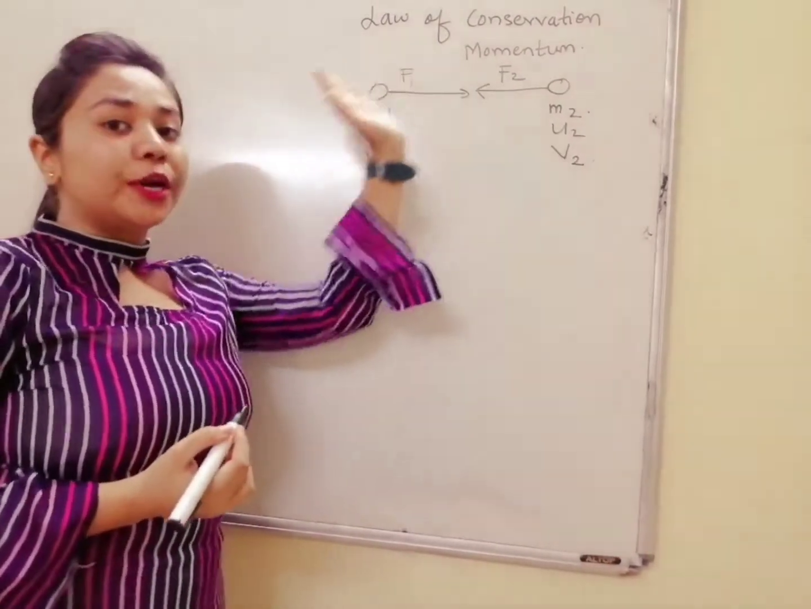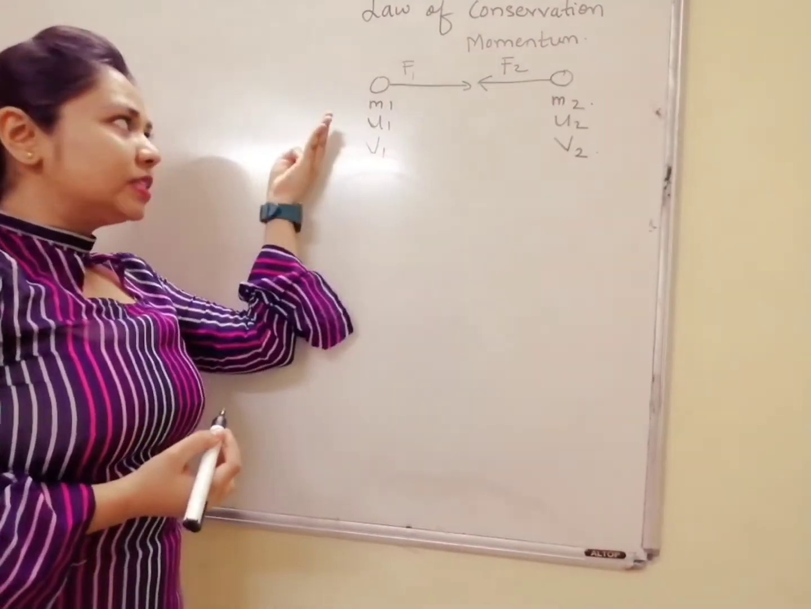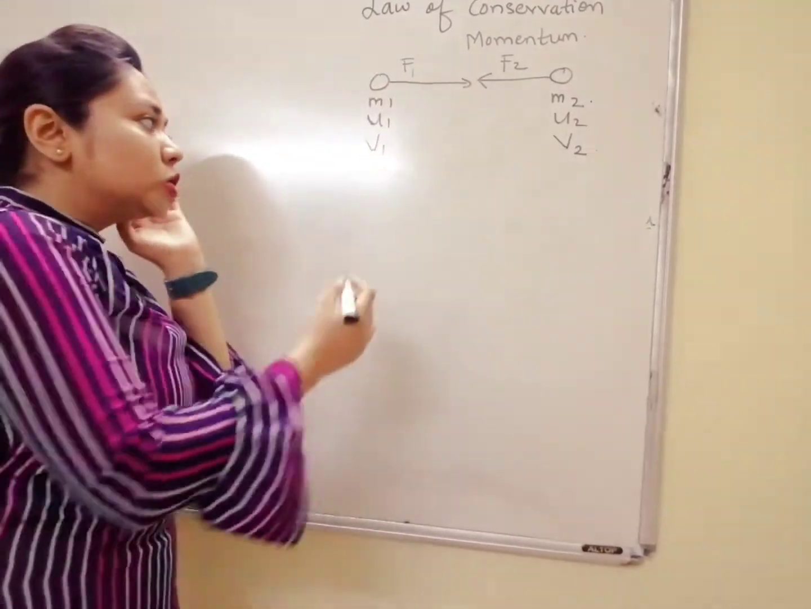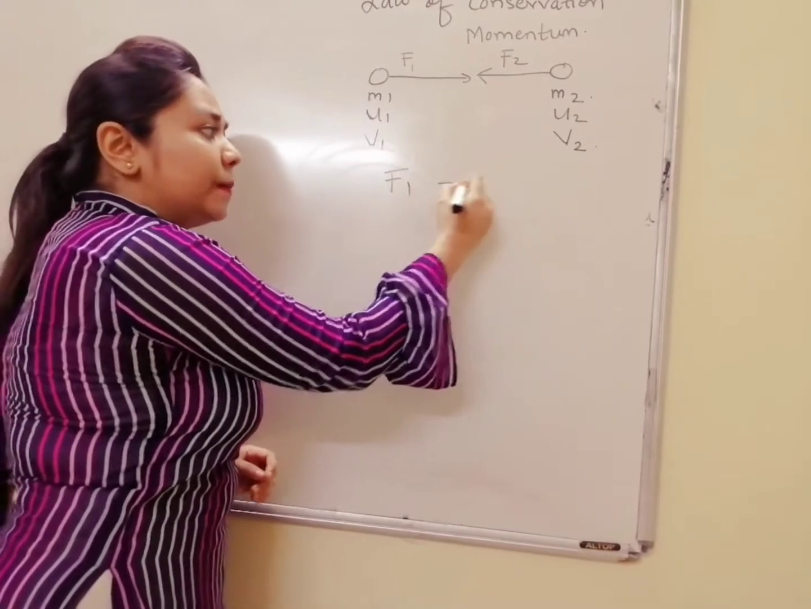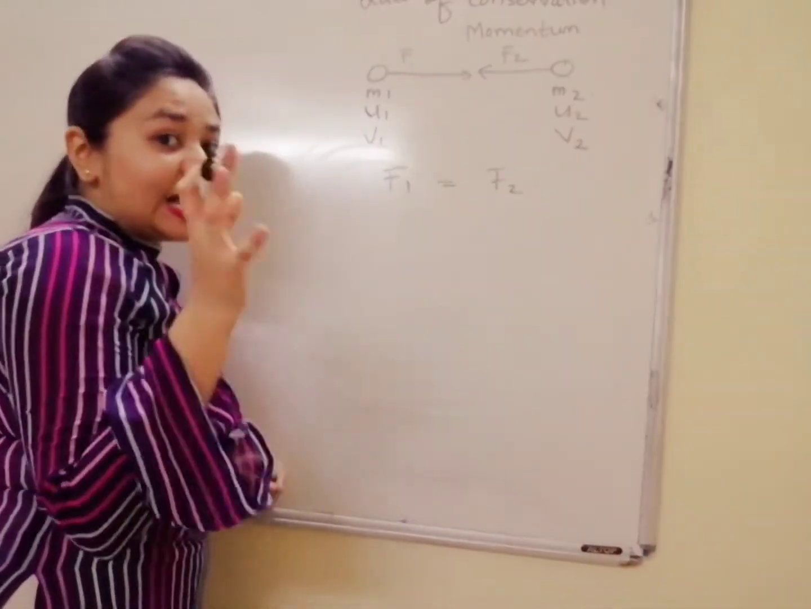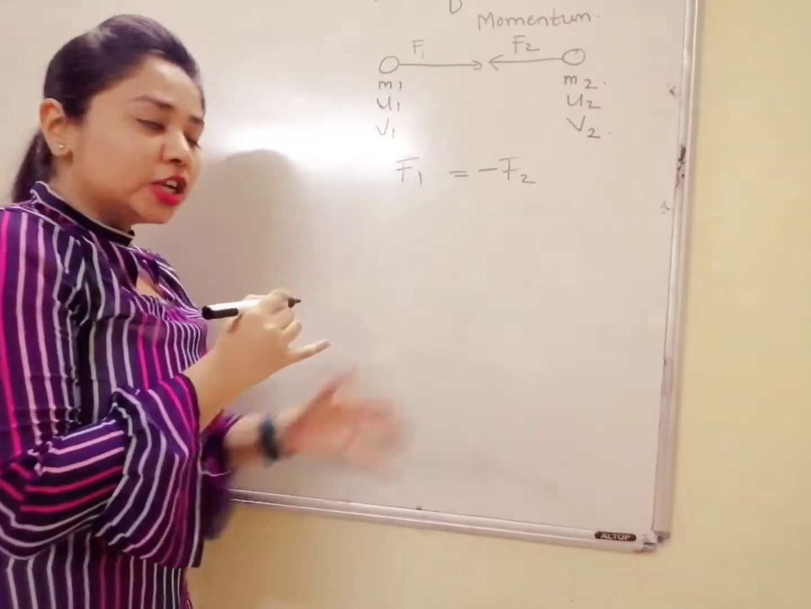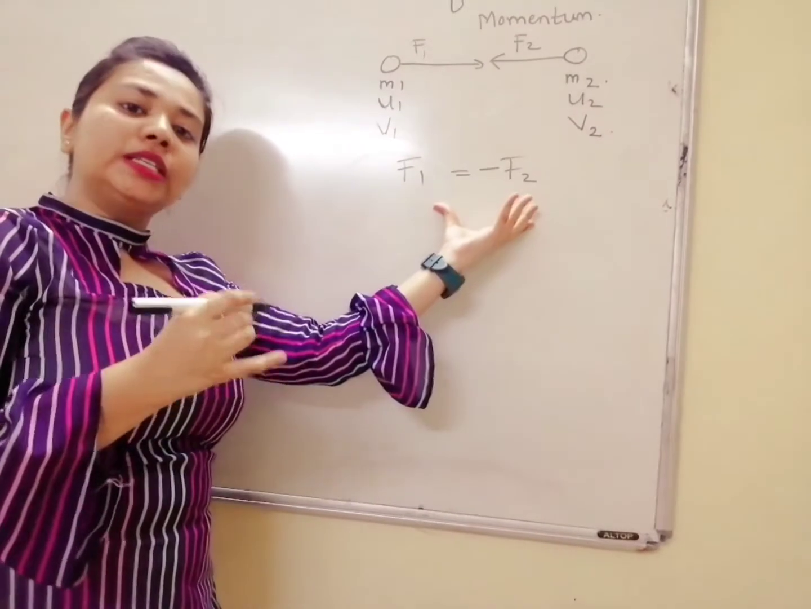This F1 is going towards what? Right hand side, and this F2 is coming towards left hand side. So the direction of force is changed, but the amount is same. So what will be the formula? F1 will be equal to F2, but the direction is opposite, therefore we need to put a negative sign just to show that the direction of both of them force are in the opposite direction.